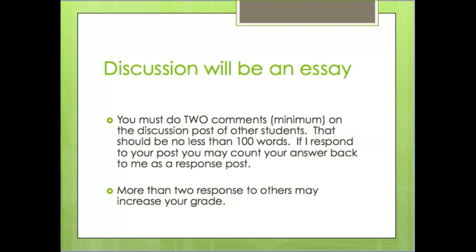And if you have more than 2 responses, that may increase your grade based on the quality that you have, though. If you have good quality on your initial post and good quality on your 2 responses, you can get maximum credit. However, if you think that maybe you can juice it up a little bit by responding to a third one or a fourth one, please feel free to do that. It can only help you.